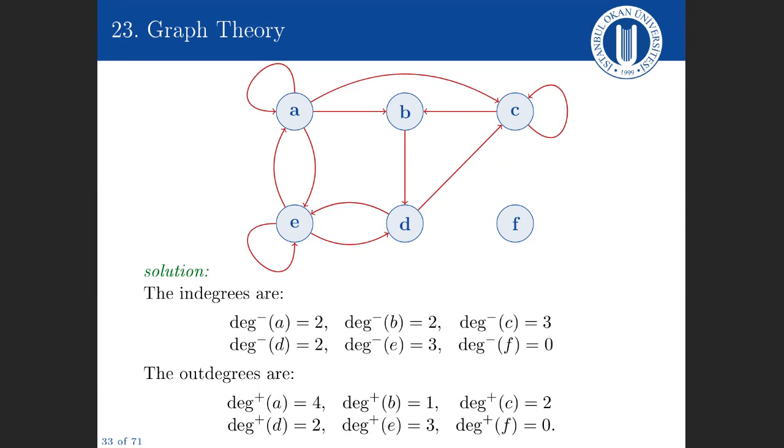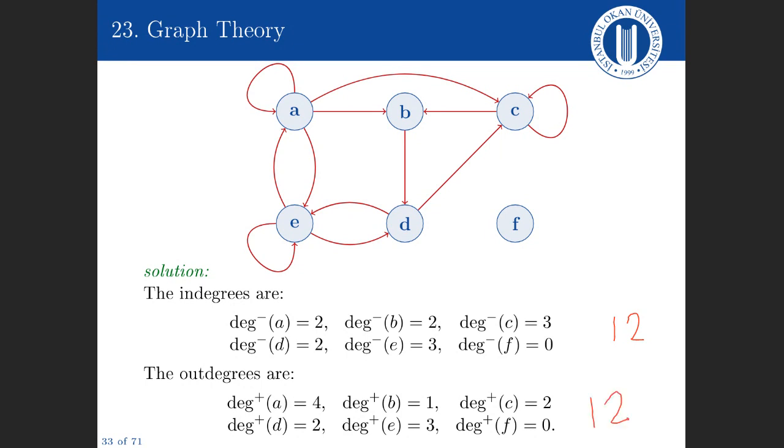Before I go on, let's add up these numbers. First, the in degrees. We have 2 plus 2 plus 3 plus 2 plus 3. That's 12. The out degrees: 4 plus 1 plus 2 plus 2 plus 3. That's also 12.